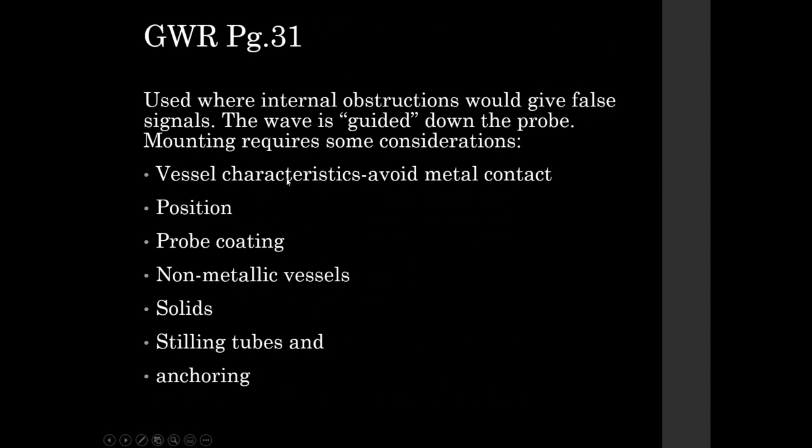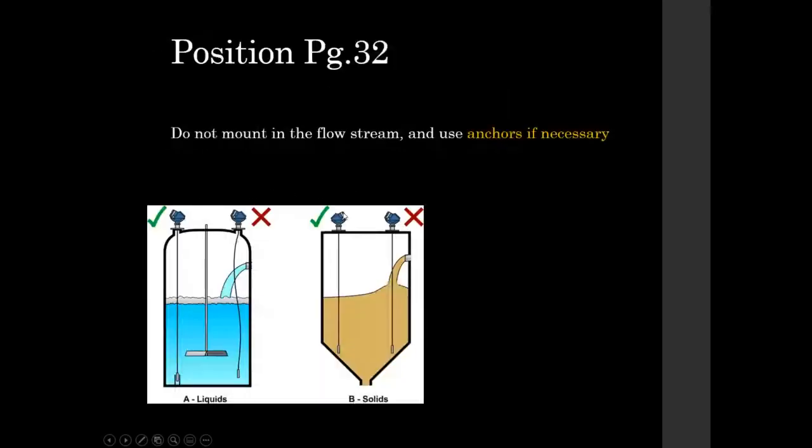Some of the things that we have to consider with the guided wave installation here, and I'll talk about all of these individually, but this one I'll just address right now. Vessel characteristics in particular, avoiding metal contact. If the probe shorts out essentially on the metal tank anywhere, that's what it's going to detect as its level. So you want to make sure that you avoid metal contact.